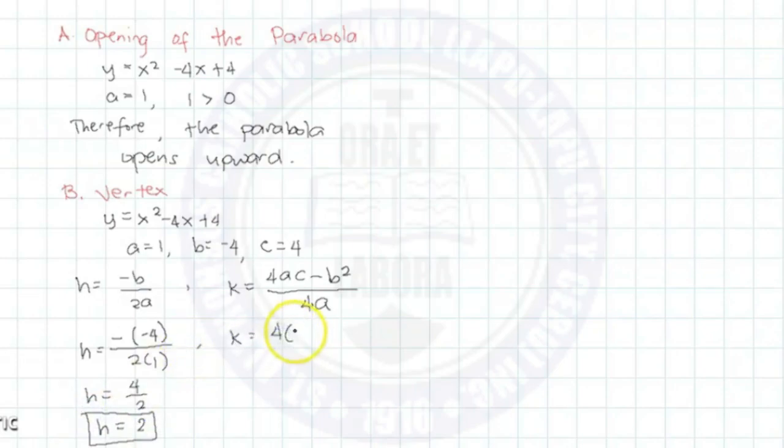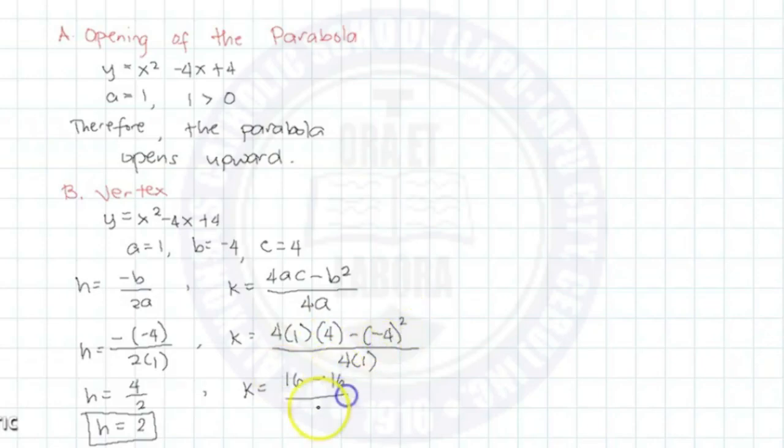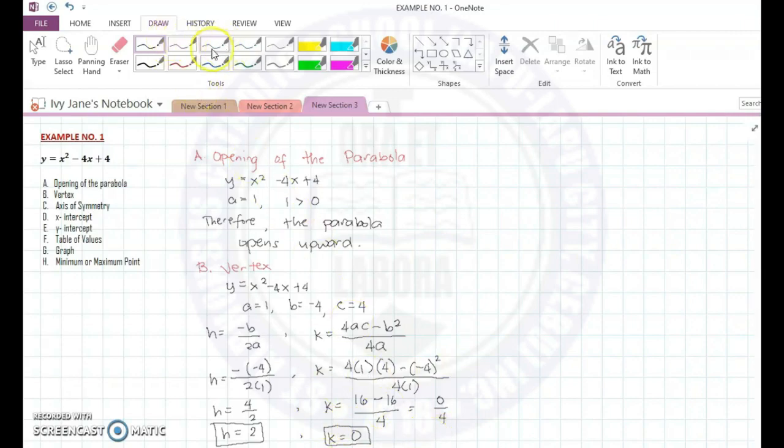k equals 4, substitute 1 to a. Our c is 4 and our b is -4, squared, over 4 times 1. Next, k: that's 4 times 1 times 4, that is 16, minus (-4) squared, that is also 16, over 4, and this is 0 over 4, and that would be k equals 0. Therefore, class, our vertex here is (2, 0).